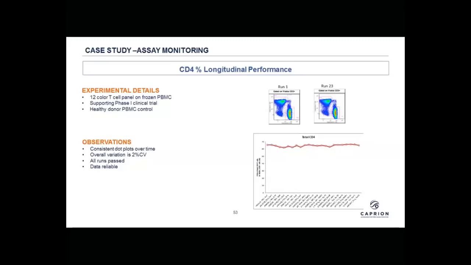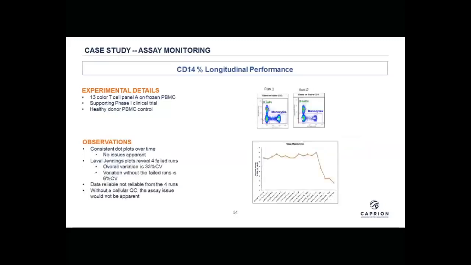So now we can say with confidence, if we have a patient sample that was up here one day and it's way down here the other, we can say, yeah, we're pretty sure that's something with the patient and it's not something with the assay. There's a similar type of assay, frozen PBMCs, healthy donor control.